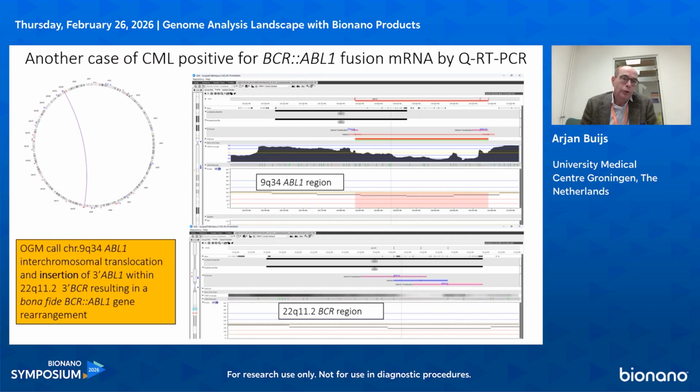Again, you see in the circle plot there is a 9;22 translocation, but if we then zoom into the BCR region on chromosome 22, then you see that it is called as an insertion of 3' ABL sequences within BCR, resulting in a BCR-ABL bona fide fusion, so a balanced insertion.